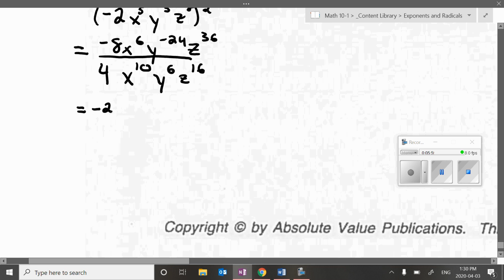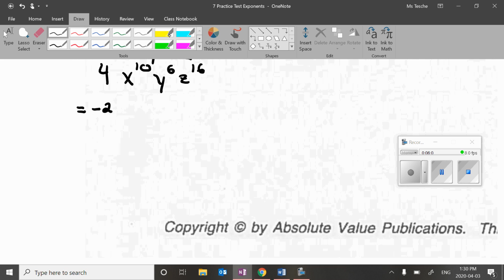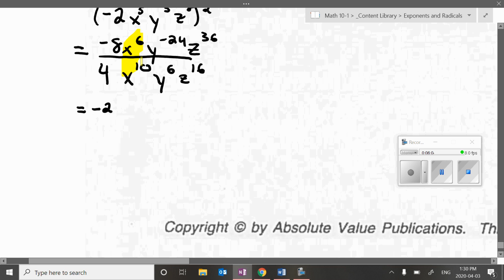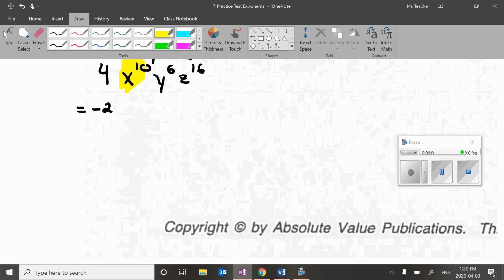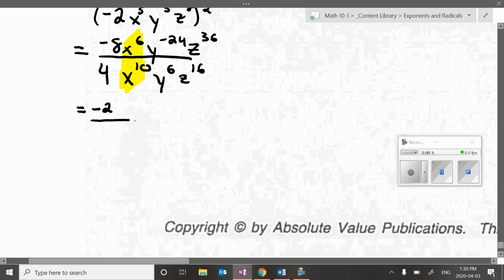Let's look at my x's. So if I have 6 x's on top and 10 x's on the bottom, when I go to cancel those out, I'm going to be left with 4 x's on the denominator. You could have thought of that as well as 6 minus 10 gives me negative 4. Then I would move that down.